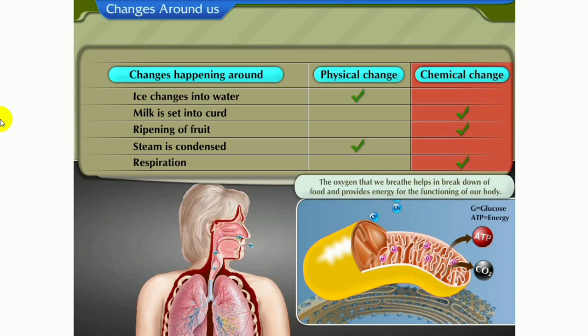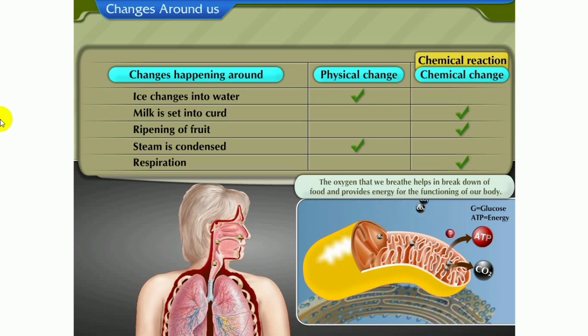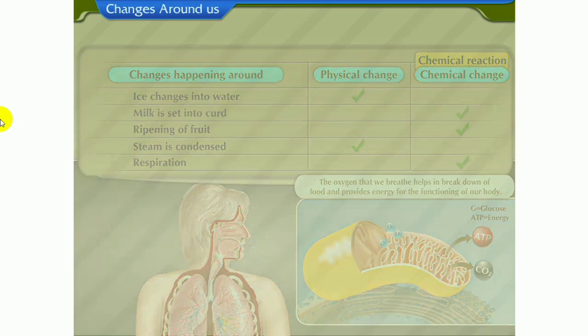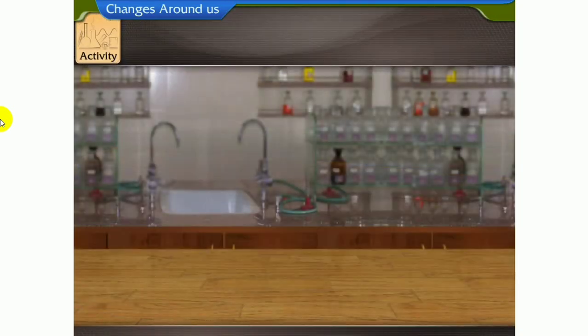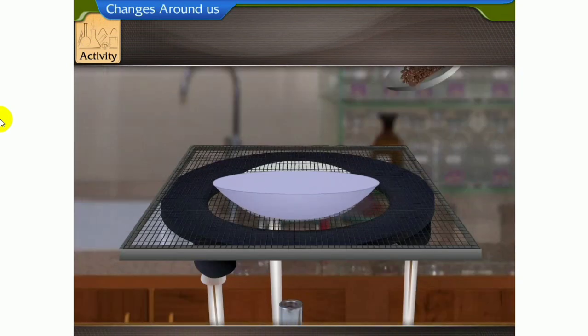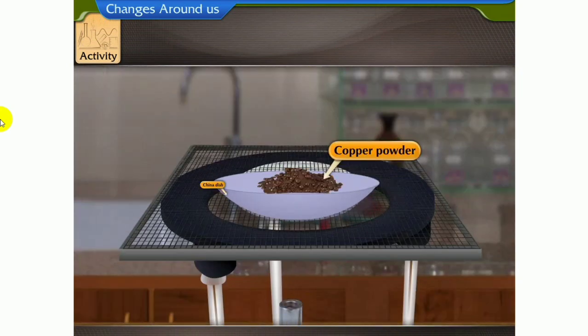Whenever a chemical change occurs, we say that a chemical reaction has taken place. Let us perform some activities to understand what is meant by a chemical reaction. Activity. Take a spoonful of copper powder in a china dish. Heat it strongly.